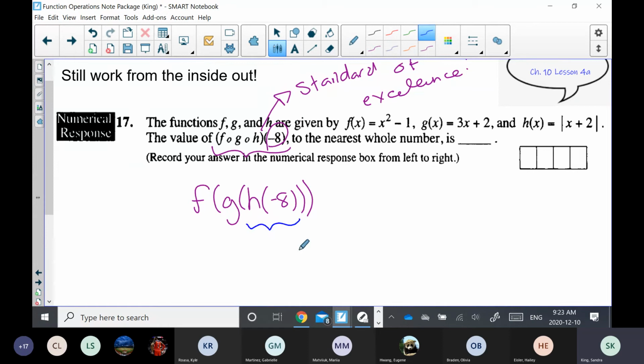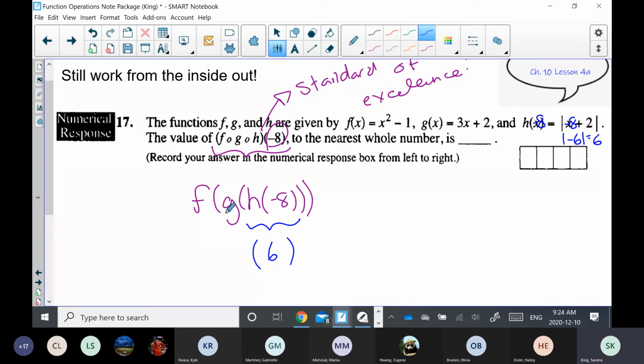We always start with the inner function, which is my h function. Here's my h function. They want me to evaluate when x is -8. So into your absolute value, take out that x and put in -8. -8 plus 2 gives you the absolute value of -6. And if I said, well, what's the absolute value of -6? You just take the positive of that number, which is going to be 6. So h of -8 is 6.